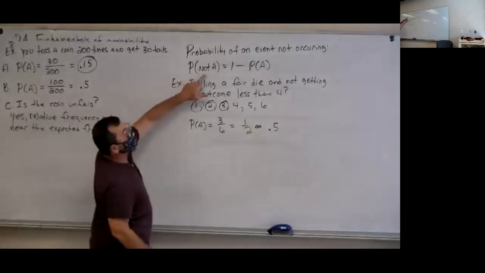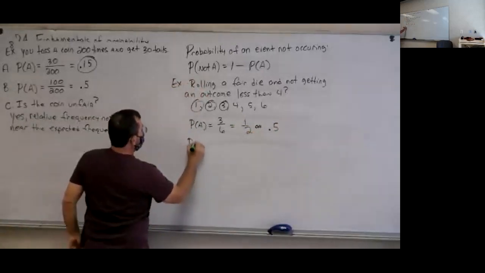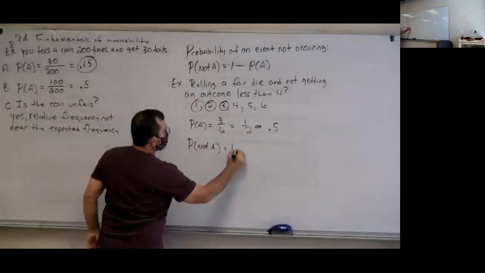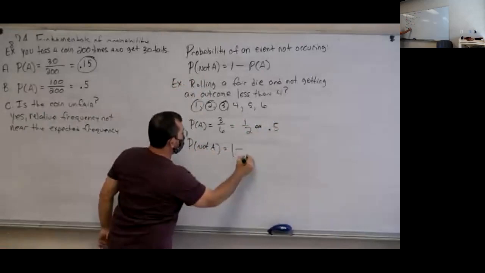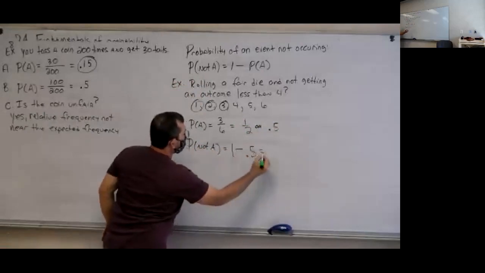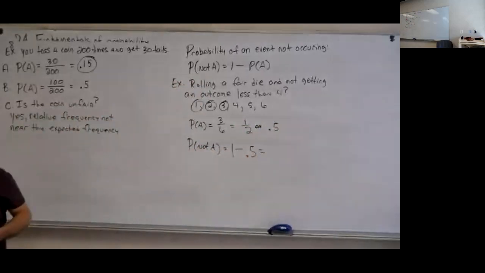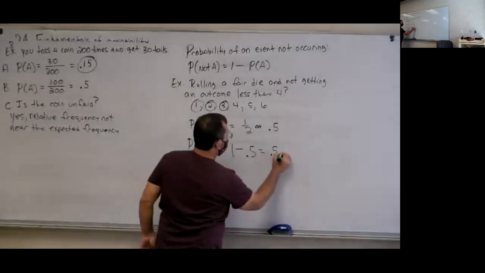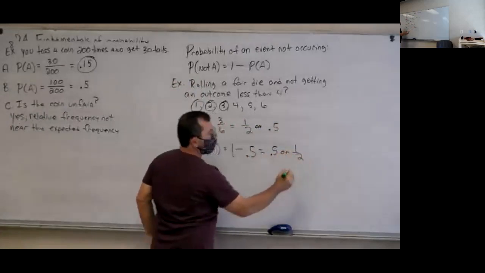So the probability that it's not going to happen, P of not A, is going to equal 1 minus that 0.5. Oh, that's nice. 1 minus 0.5 is still going to be 0.5, or a 1/2.